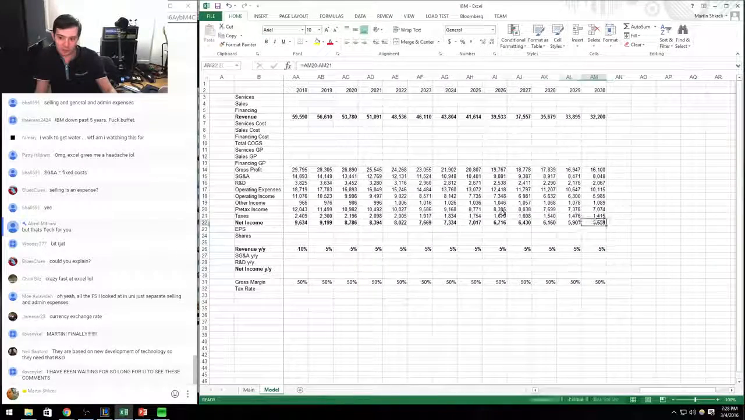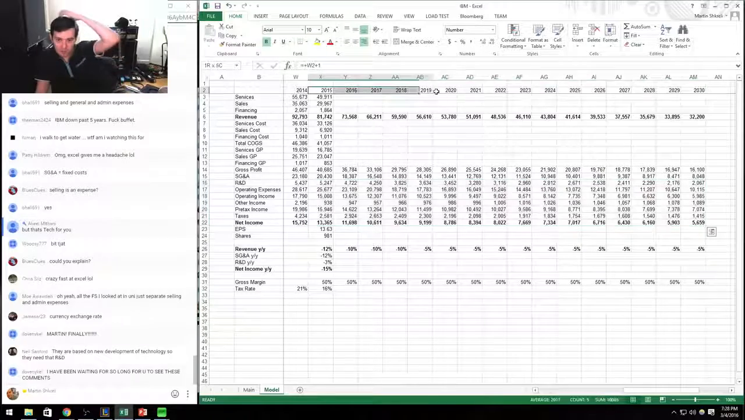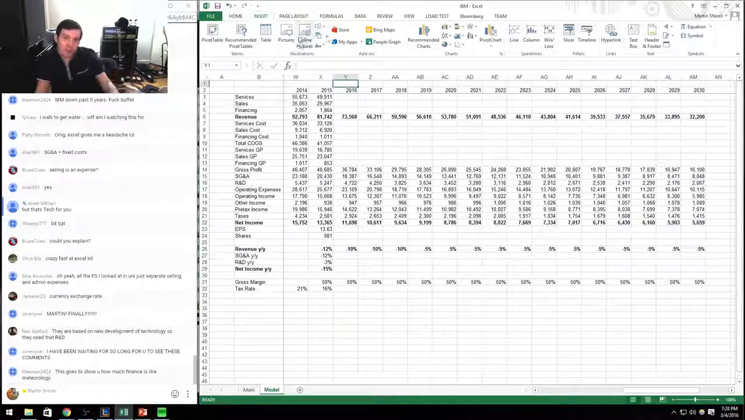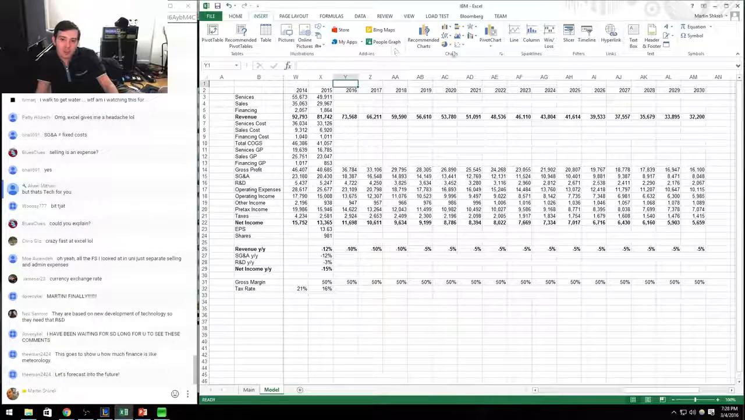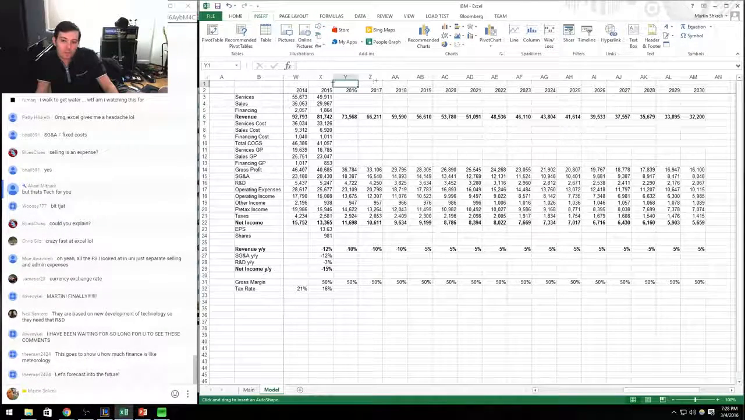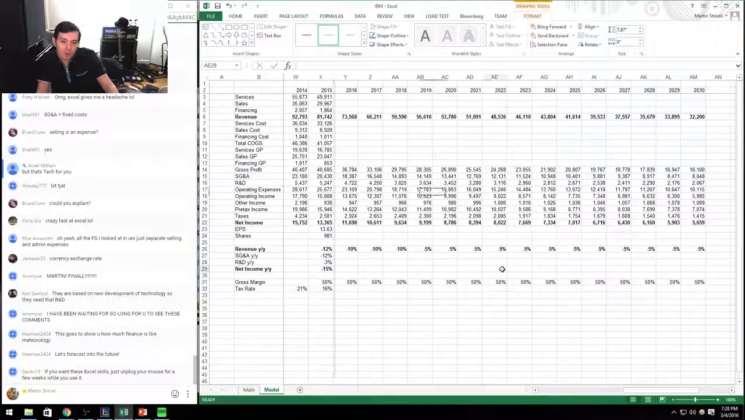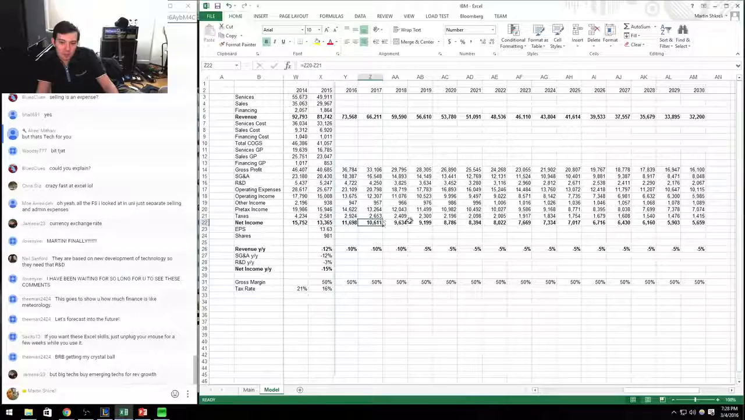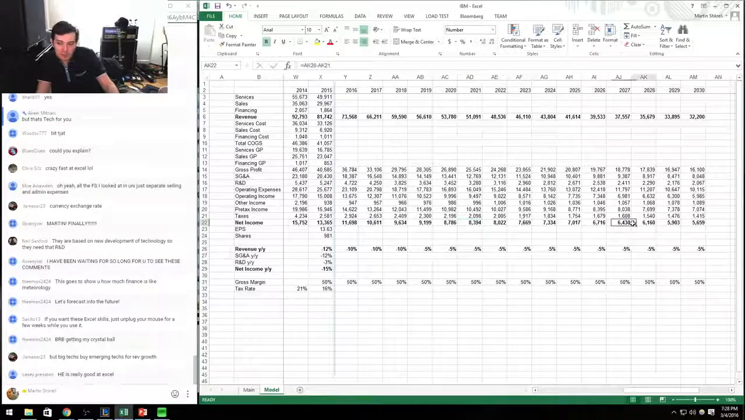So now what do we do? We forecasted income from 2016 to 2030. What can we do with this? What do you guys think? We have them going from 11 billion to 12 billion to 10 to 9 to 8 to 7 to 6 to 5.